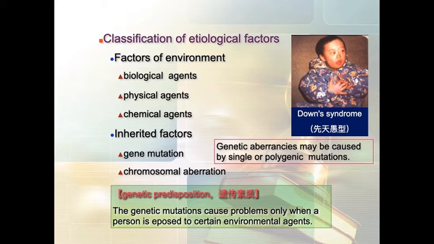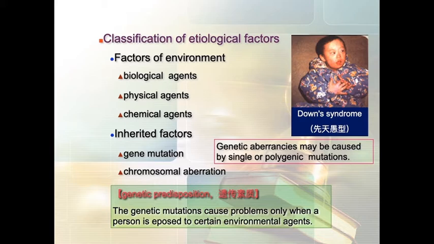And chemical agents, strong acid can cause damage of our tissue. That's a very good example. Or if you take poisonous substance into your system, you will suffer from it.